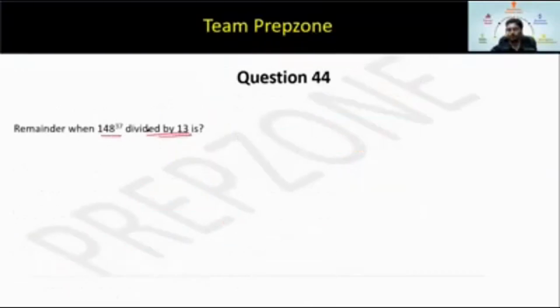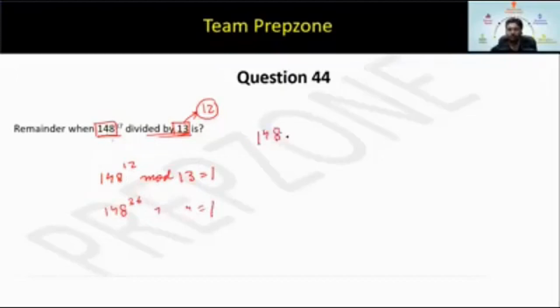Okay, so this question is 148 to the power 37 mod 13. Are these two numbers co-prime? This 148 and 13? Yes, they are co-prime. So I can apply my Euler's concept. What is the Euler's concept? If these two are co-prime, and if this is a prime number, Euler will be directly 12, right? So 148 to the power 12 mod 13 will be equal to 1 according to Euler's theorem. Now, if this is 1, then 148 to the power 36 mod 13 is also 1. So what is remaining? 148 mod 13. What is the answer? Answer is 5.